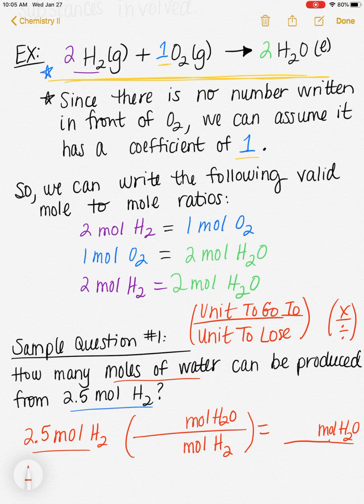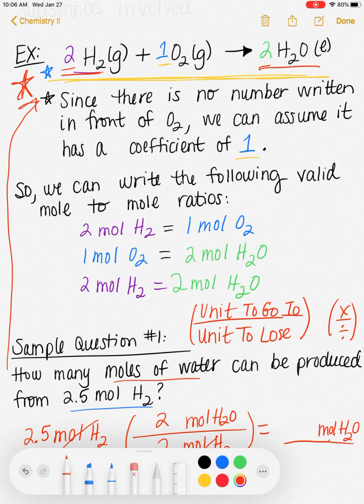So I'm going to go back up here to this balanced equation at the top of my screen right now, and I'm going to look. H2 has a coefficient of 2, so I'm going to write 2 down there next to it. Then I find water. It has a coefficient of 2 also, so I'm going to put 2 in the top. Now, my units are going to drop out of moles of H2, and I'm going to be left with moles of water, which is what I want.